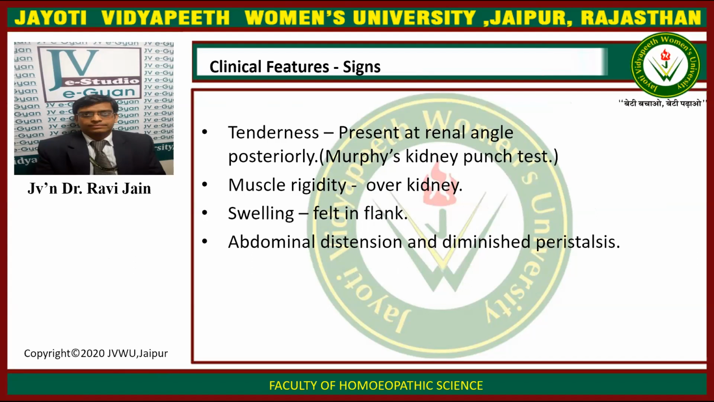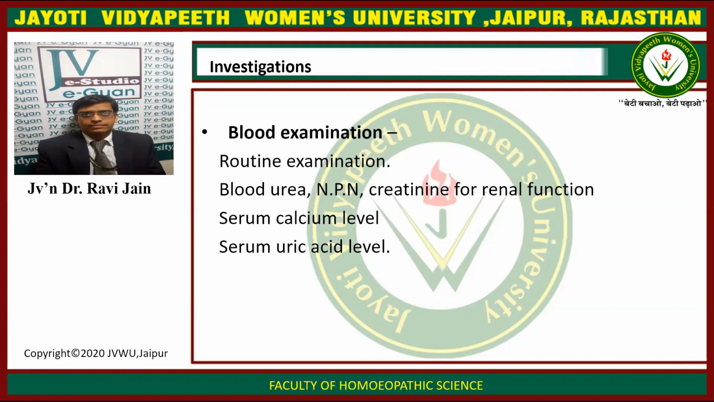And there will be swelling in the flanks, abdominal distension and diminished peristalsis. Because of the inflammatory condition, there will be abdominal distension and diminished peristalsis. The urine will accumulate in the bladder, due to which there will be distension of the abdomen. What are the investigations that can be done in cases of nephrolithiasis?